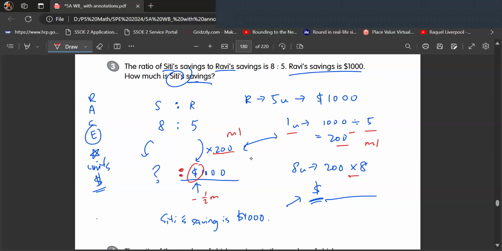In some cases, it may go straight to M1A1 here: method mark and answer mark. But I would say that in this kind of question, usually it's just a 2-mark question, because it's not a complicated relationship. So with this said, I'm going to erase this. It's not supposed to have units here. Okay, moving on.